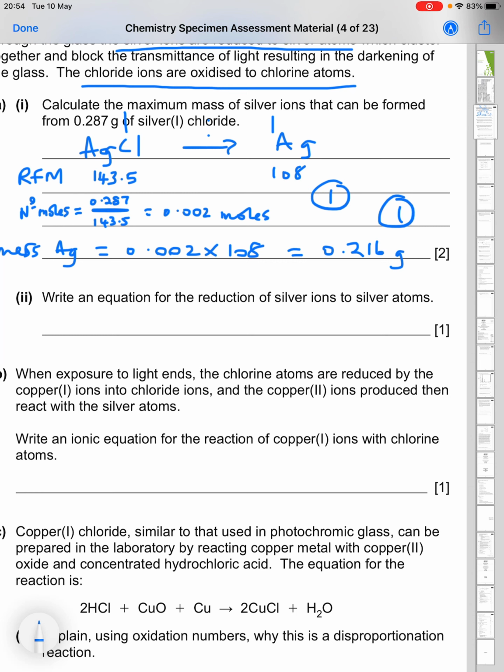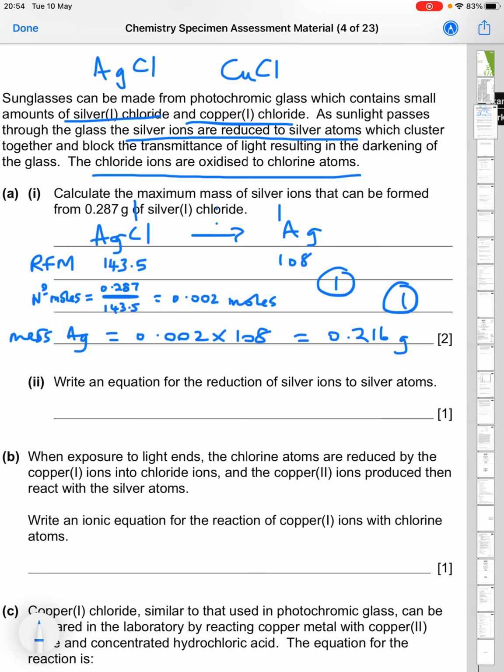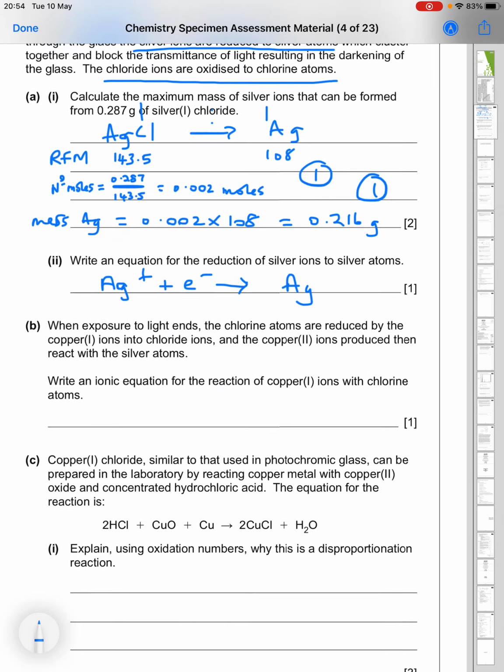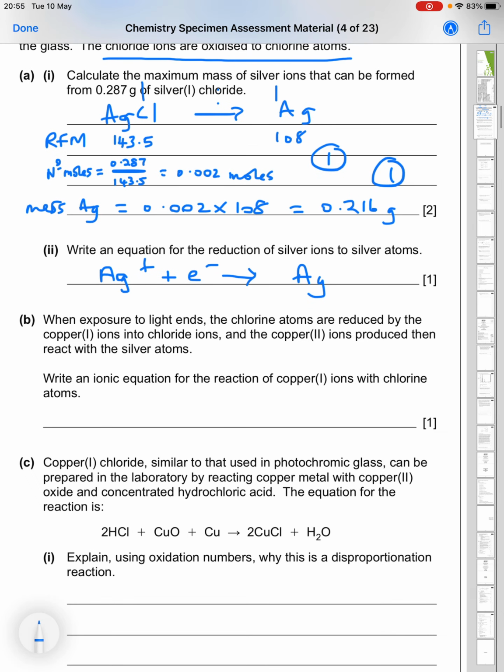Write an equation for the reduction of silver ions to silver atoms. So it helps if you remember that it's silver(I) chloride, so that means it's going to be Ag+, giving you Ag. And to balance it up, we need an electron in there. That's it, job done. So on exposure to light ends, the chlorine atoms are reduced by the copper ions into chloride ions, and the copper(II) ions produced then react with the silver atoms.